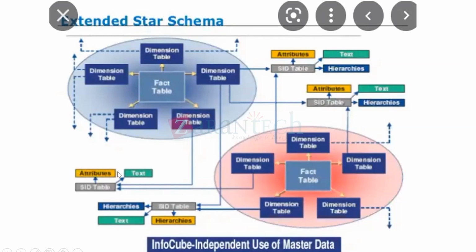So you can reuse that if you take the master data outside the star schema. You place the master data into a separate attribute table. Here is the attribute table. We have the text table and hierarchy table. So you use a separate text table, attribute table, and hierarchy table to store the master data outside the star schema. Now the same text, attribute, and hierarchy tables can be used in both the schemas.